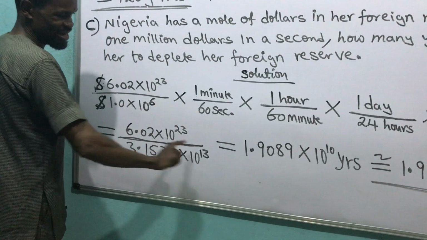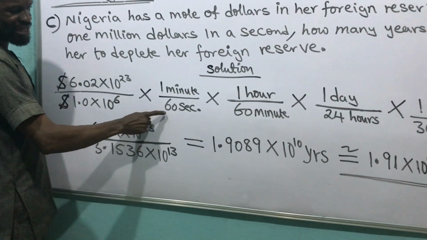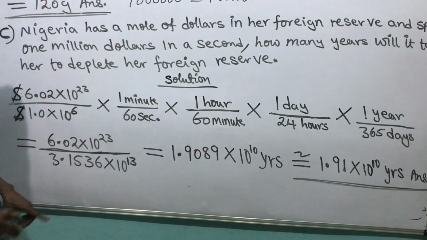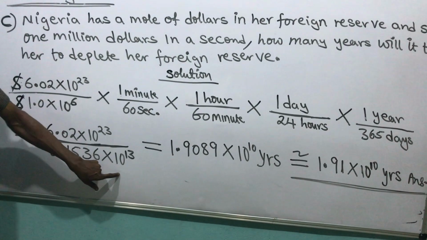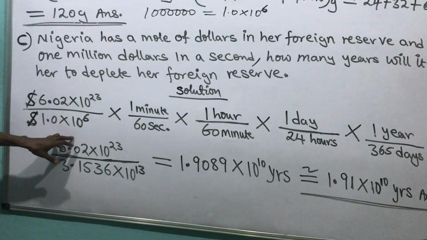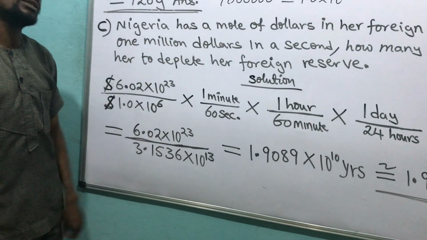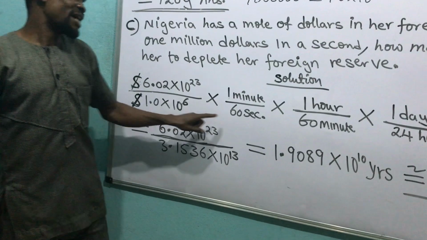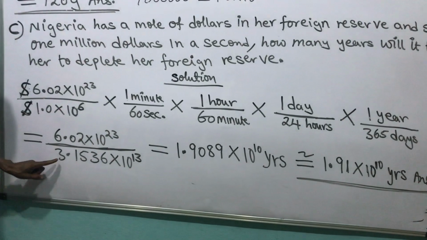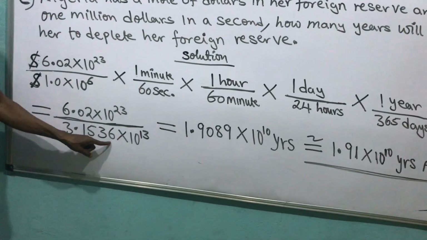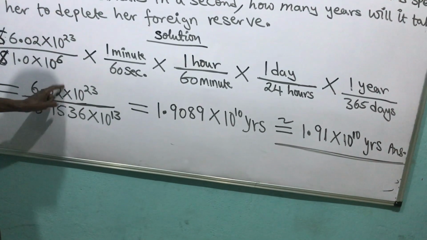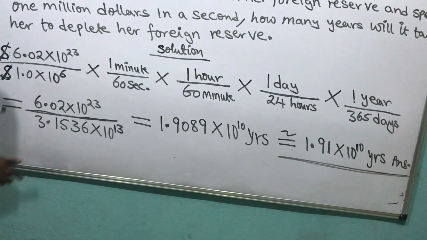So have you seen what I did here? I used this 1 million times 60 times 60 again times 24 times 365. That will give me this. That's how I get this. So this times 1 times 1 times 1 times 1 will give me the same, 6.02 times 10 raised to the power 23. Then 1 million times 60 times 60 times 24 times 365 will give me 3.1536 times 10 raised to the power 13. And how do you divide this by this with your calculator?